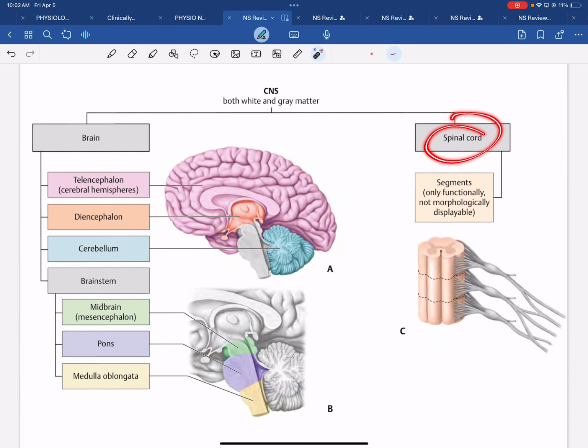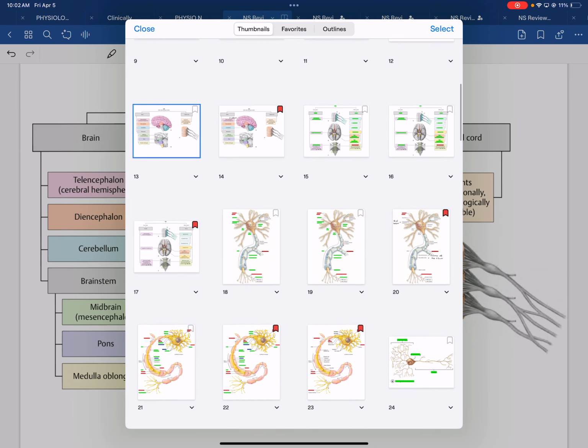And then here's the spinal cord. So the spinal cord has segments. How many segments are there? 31. How many cervical? 8. How many thoracic? Good. How many lumbar? 5. How many sacral? 5. How many coccygeal? Nice, good. You guys are on it. See how useful it is?